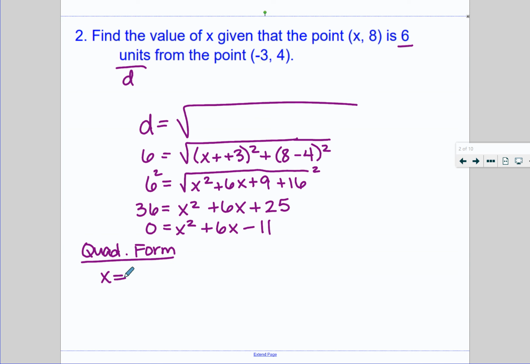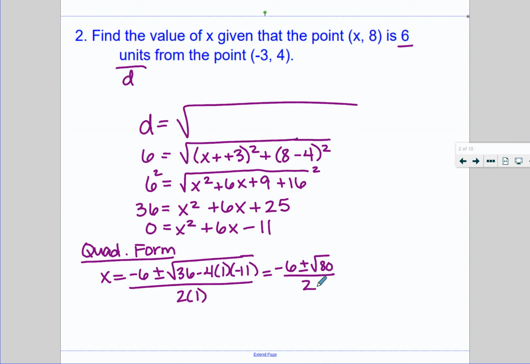X equals, what's the opposite of b? Negative 6 plus or minus the square root. B squared will be 36 minus 4 times a, which is 1, times c, which is negative 11, all over 2a, 2 times 1. Underneath the square root, I have 36 plus 44, so it's going to be an 80 under there.